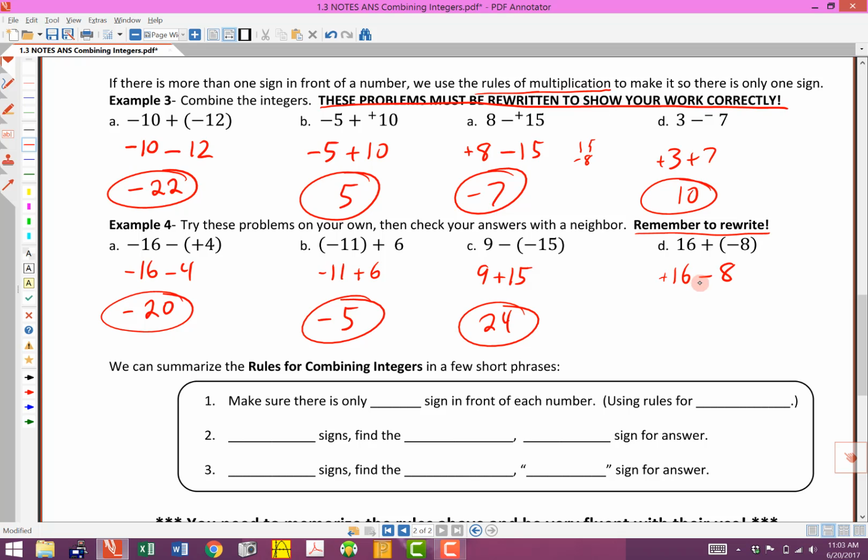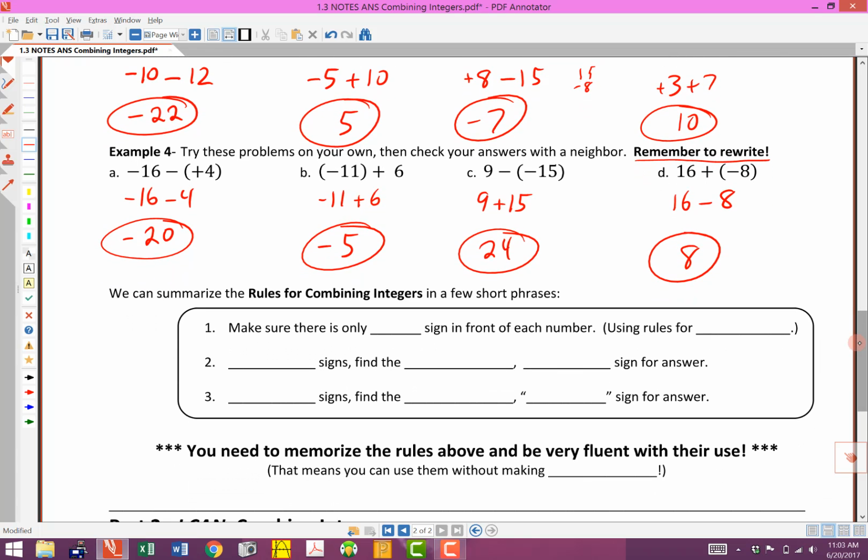They're different signs, so we're going to find the difference. The difference between the two of them, 16 minus 8 is 8, and the bigger one is 16, and like we said before, it's positive, so the answer on this one is positive. Okay, and again, if you don't want to write the sign there or there, that's totally okay. But you'll notice that this problem, again, like the one up above, it's an elementary school problem. Same with this one. We know those are the right answers, but it's cool that our new rules for combining integers apply here. So we can summarize these rules for combining integers in a few short phrases.